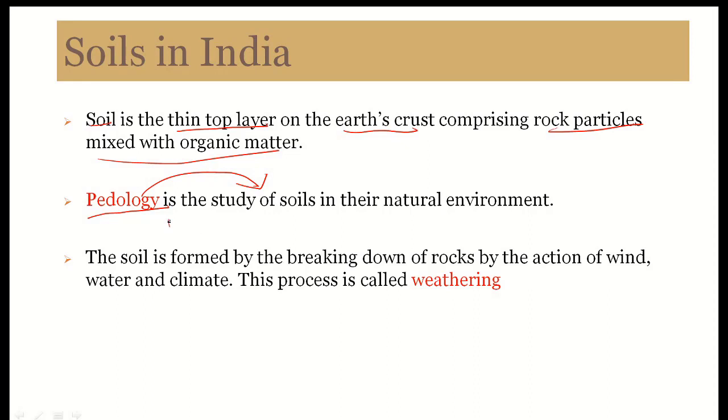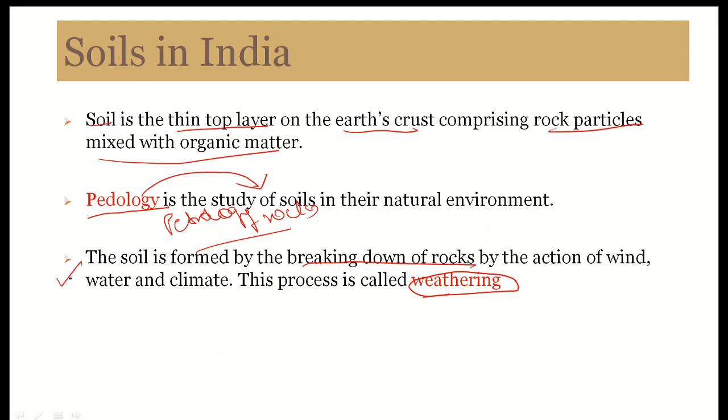One more important thing, that is petrology. Petrology is the study of rocks. So don't confuse between them. The next important topic is weathering. What is weathering? During the formation of rocks, the breaking down of the rocks happens due to the action of winds, water and the climate. This process is called weathering.